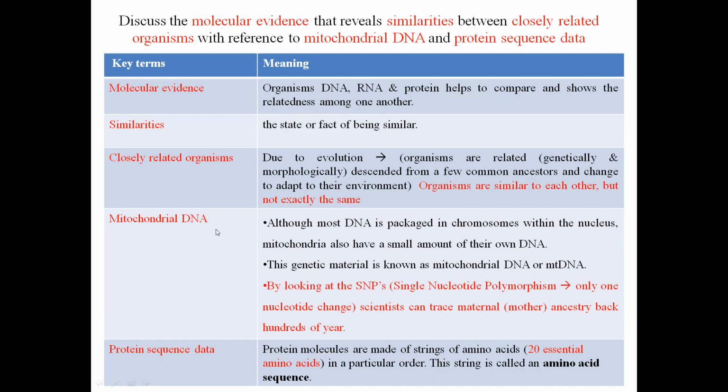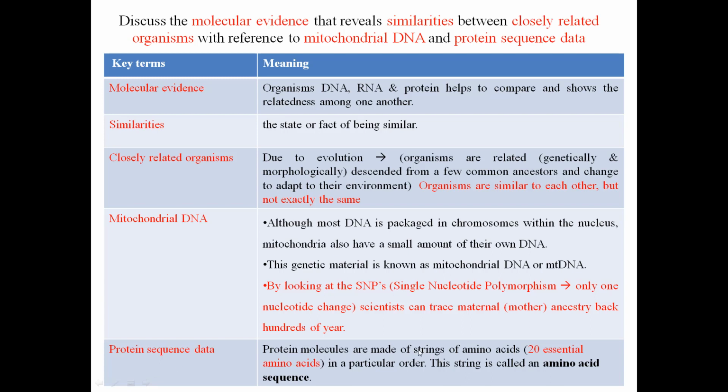What is meant by mitochondrial DNA? Although most DNA is packed in chromosomes within the nucleus, mitochondria, the powerhouse of the cell, also have a small amount of their own DNA. This genetic material is known as mitochondrial DNA or mtDNA. By looking at SNPs, single nucleotide polymorphisms, where only one nucleotide changes, scientists can trace maternal (mother) ancestors back hundreds of years.